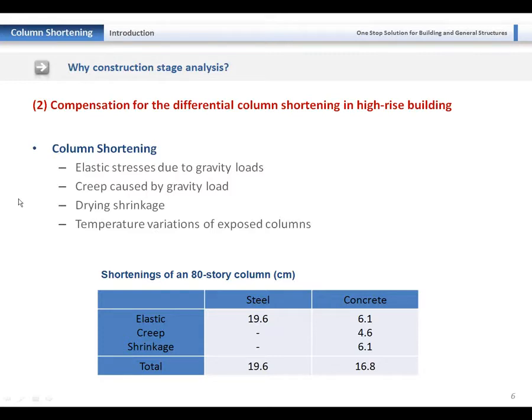This table shows the typical comparative shortenings of an 80-story steel and concrete building. Due to the high stresses, the elastic shortening of the steel column is higher than the concrete. But in the concrete building, we can see the creep and shrinkage shortening is quite high. So we cannot ignore those effects during the analysis.